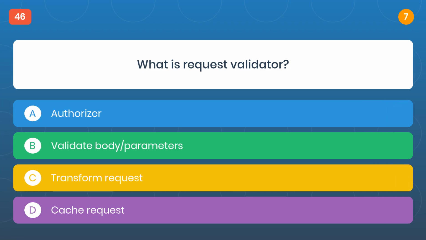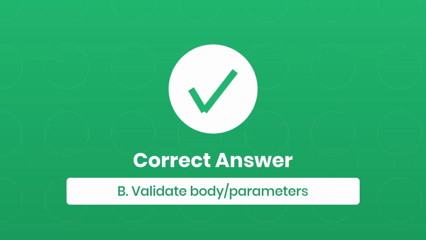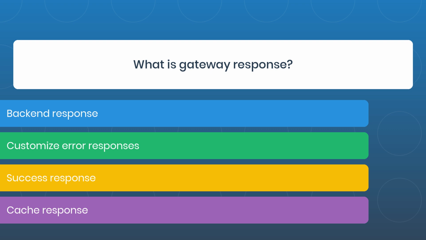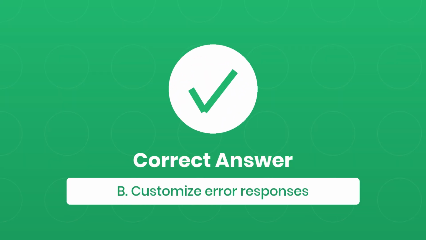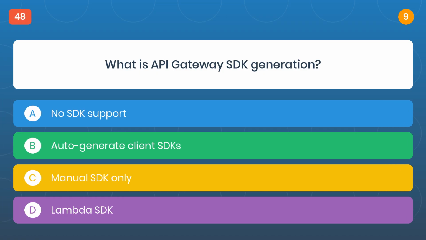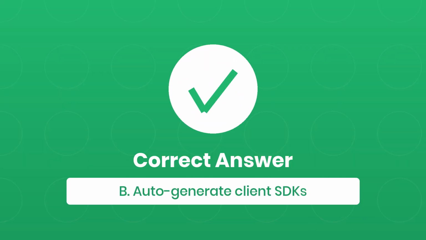Question 46. What is Request Validator? The correct answer is B, validate body/parameters. Question 47. What is Gateway Response? The correct answer is B, customize error responses. Question 48. What is API Gateway SDK generation? The correct answer is B, auto-generate client SDKs.